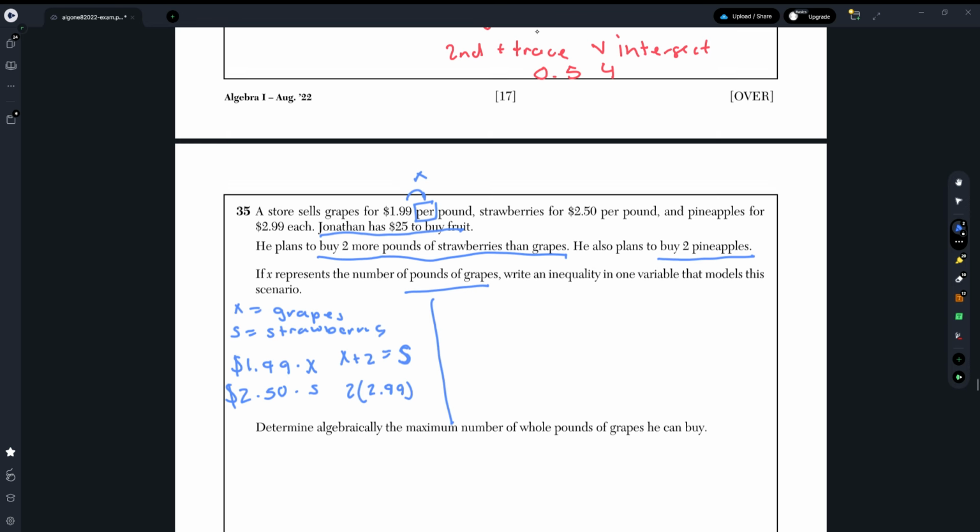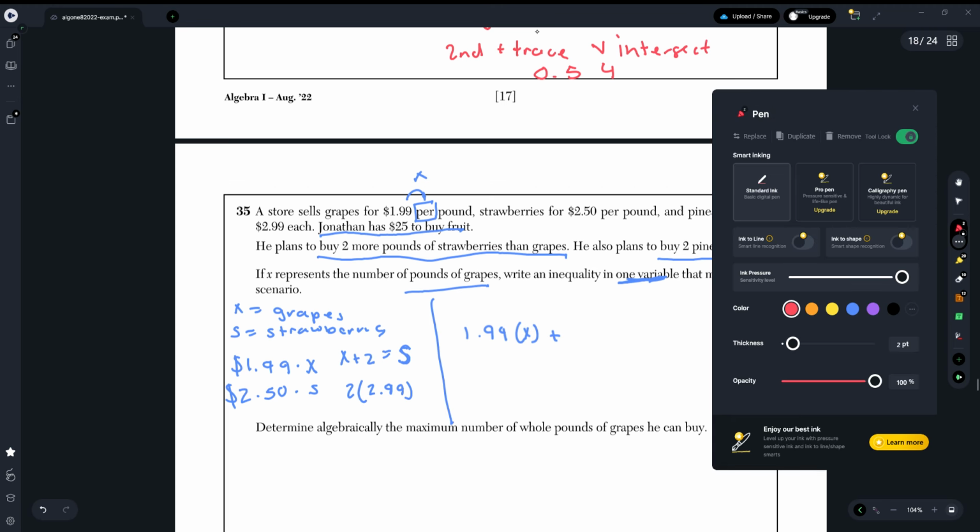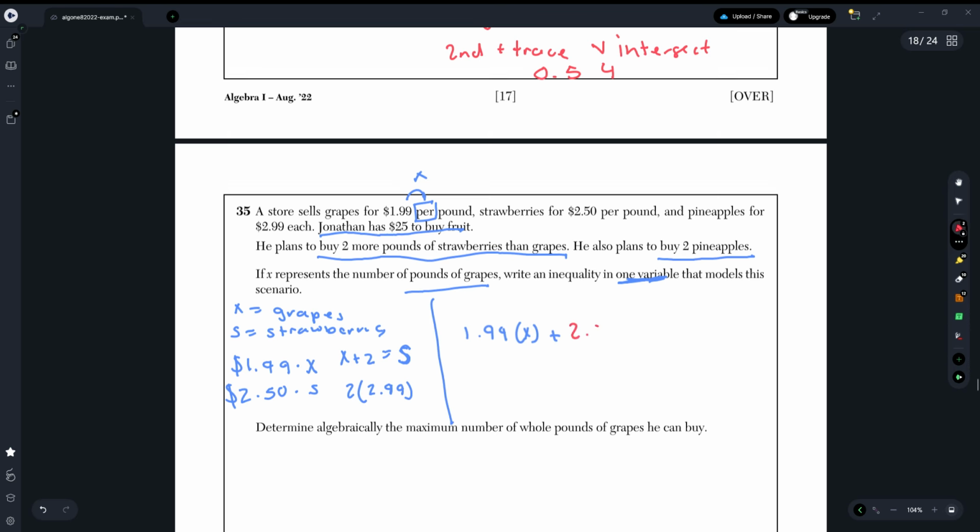So I'm going to write down 199 times x, and then I'm going to add that to 250 times s, but he wants only one variable, right? But guess what? We just said that s is equal to x plus 2. Just to make it more clear, we're going to do 1.99 times x plus, here's our strawberries, I'll write that in red, 2.50 or 250 times, and we already said what s was, it's x plus 2.